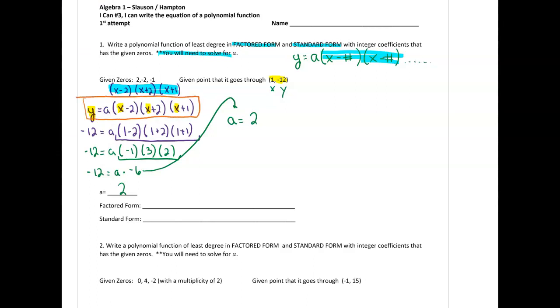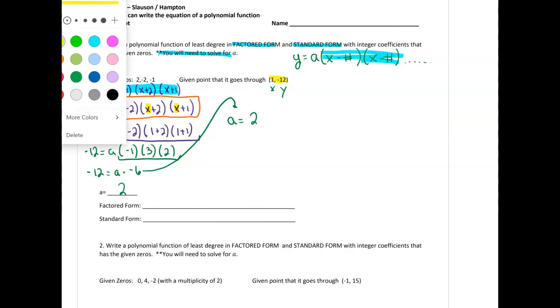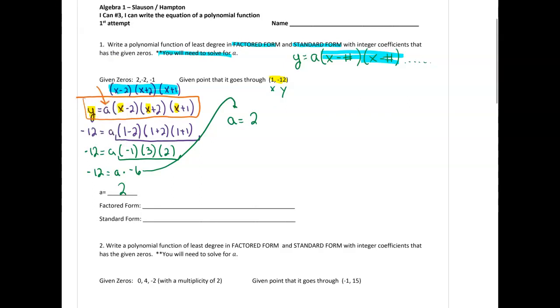So now what I'm going to do is go back to my starting point, which is here, boxing it in, and I'm just going to take this a that you see there, right? And I'm just going to replace that a with the a value that I have. And then I'll have an equation written in factored form.